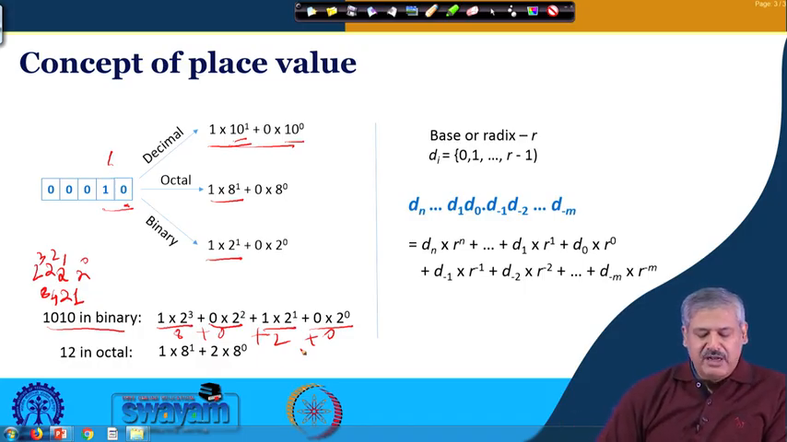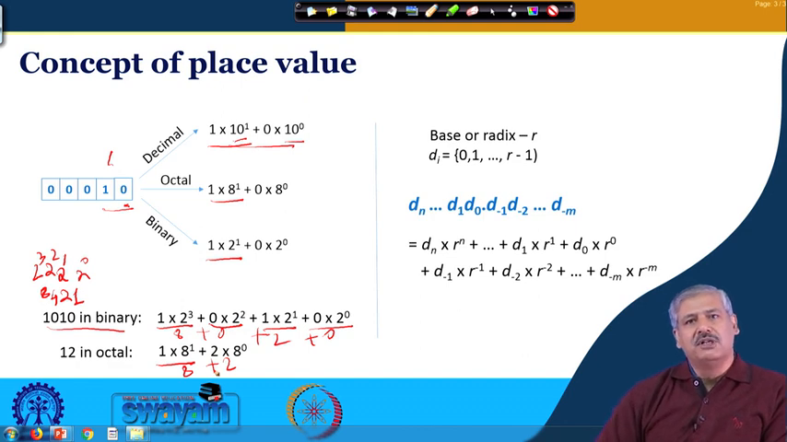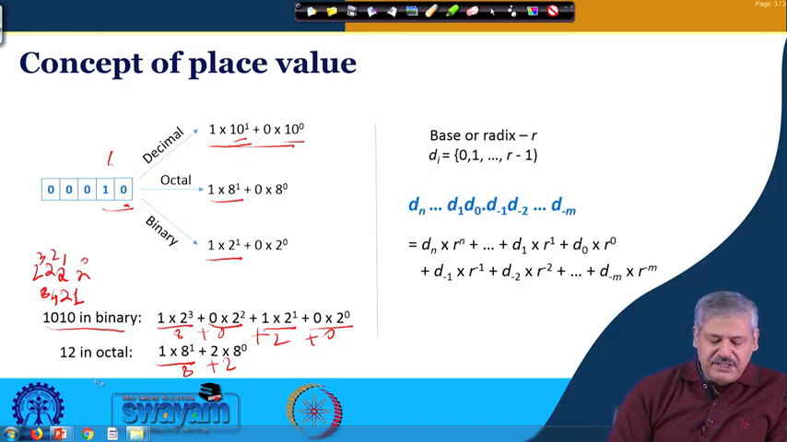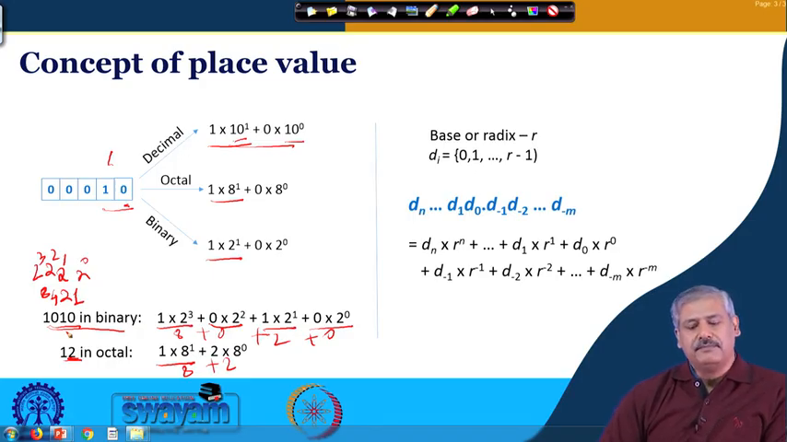Okay. Similarly, in octal, it is 1 into 8 to the power 1, that is 8, right, and 8 to the power 0 is 1, and 2 is a valid digit. So, 2 into 1 is 2. So, 8 plus 2, it was 10. So, in the last row, that is how we had a decimal equivalent of 10 for representation 1 2 in octal and 1 0 1 0 in binary. Okay. So, this is the concept of place value.